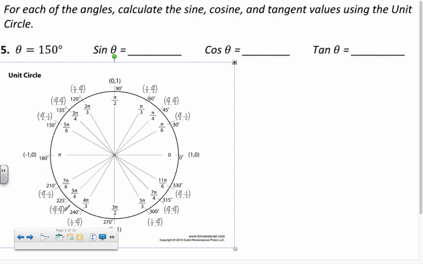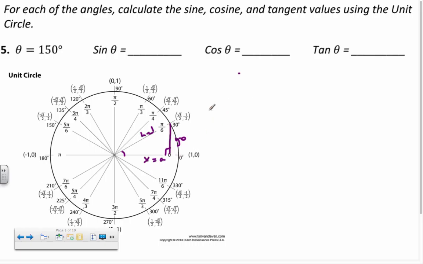Next problem says for each of the angles, calculate the sine, cosine, and tangent values using the unit circle. So there's some things that we need to know in order to figure out what the sine, cosine, and tangent are. When we think about the unit circle, when we think about a triangle, let's say we choose 30 degrees. If I were to make a right triangle using this, here we have our x length value and our y value. Well, if this is our angle theta, our y is going to be our opposite value, and our x is our adjacent value. If our hypotenuse is 1, then there's some things that we can figure out about our triangle.